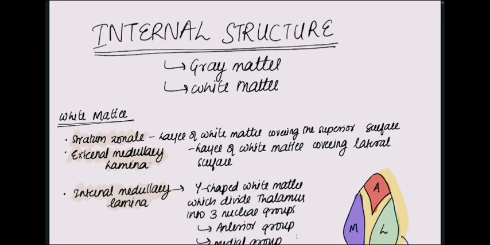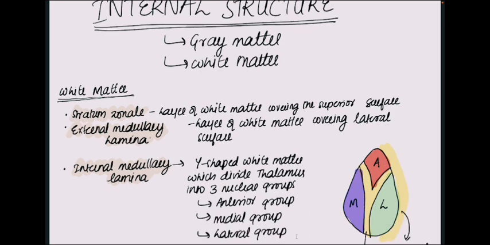The internal structure of thalamus can be explained under two headings: the grey matter and the white matter. The white matter of thalamus mainly consists of three structures. They are the stratum zonale, the external medullary lamina, and the internal medullary lamina. The stratum zonale is a thin layer of white matter that covers the superior surface of thalamus.